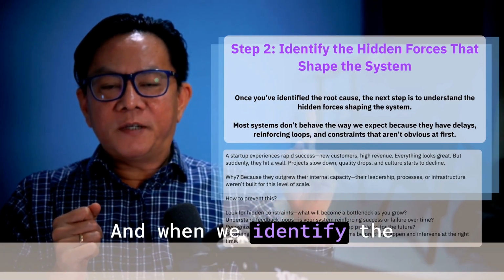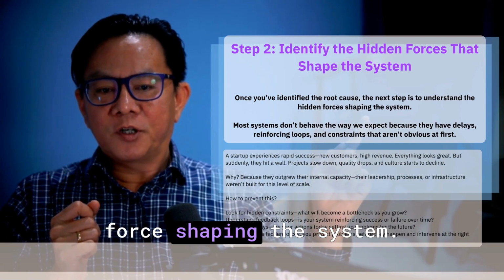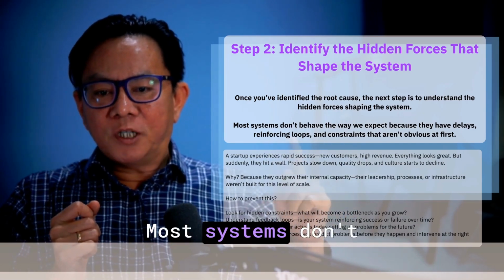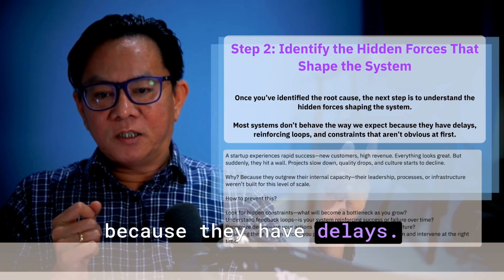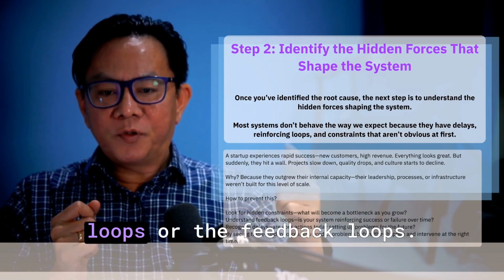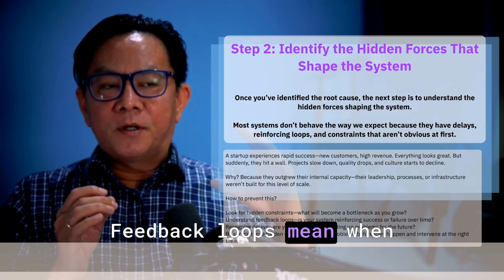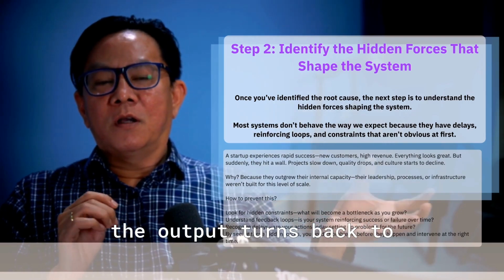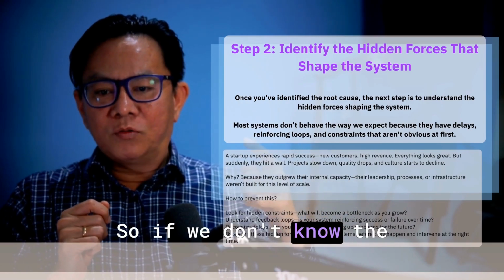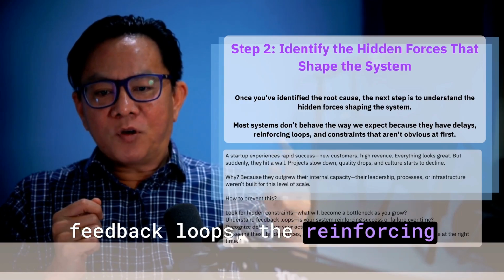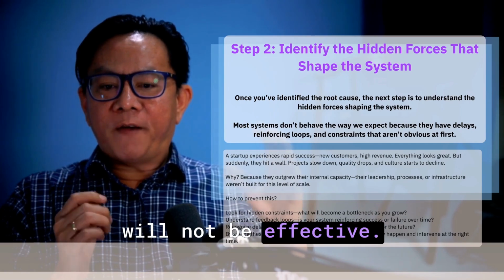And when we identify the root cause, the next step is to understand the hidden forces shaping the system. Most systems don't behave the way we expect because they have delays. They have reinforcing loops or feedback loops. Feedback loop means when the output turns back into the system and becomes the input. So if we don't know the feedback loops, the reinforcing loops, then our solution will not be effective.